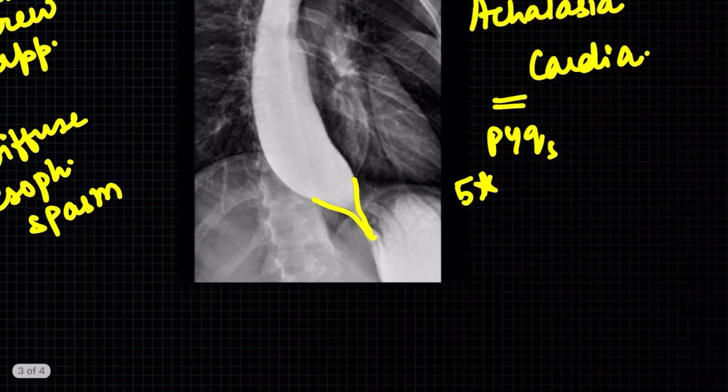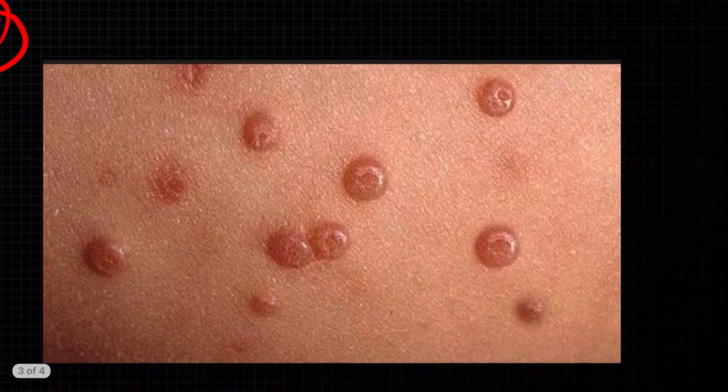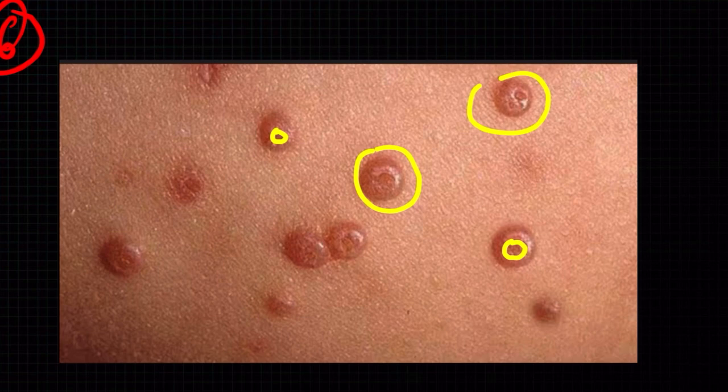Let's talk about the last and sixth image, which is again a skin condition, and it is showing pink lesions with dimples. You can see the lesions are pink. So it is a condition called molluscum contagiosum.